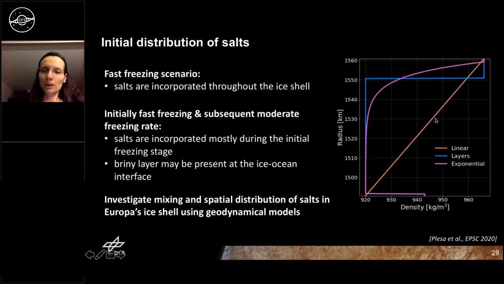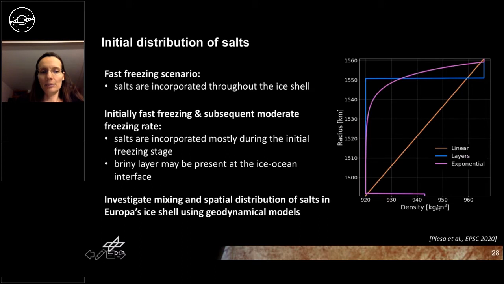So in this one scenario here, we have a linear scenario in which we assume that we have a fast freezing scenario and that salts can be incorporated throughout the ice shell. In these other 2 scenarios here, we assume that we have an initial fast freezing where salt can be incorporated efficiently in the ice shell, but then with time, salts are less and less incorporated in the ice shell.